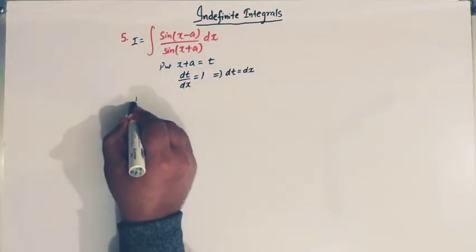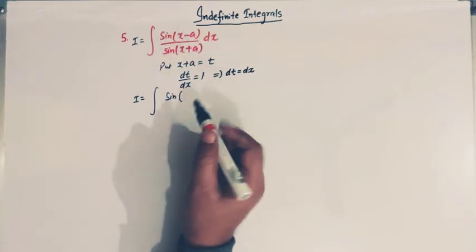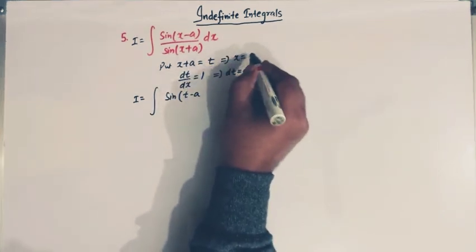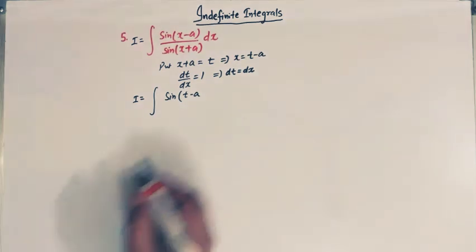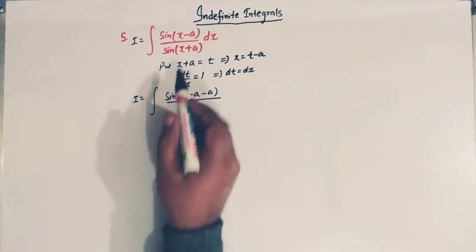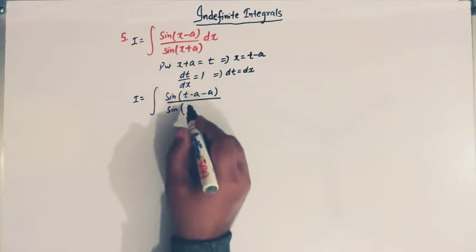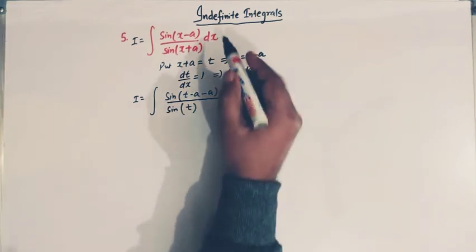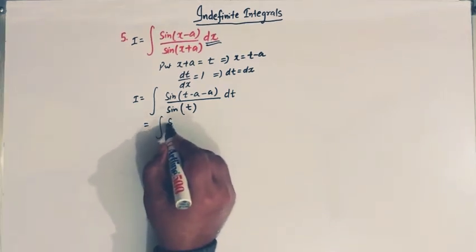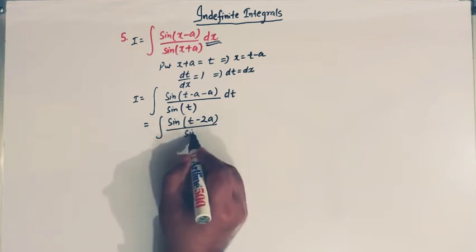Now this integral becomes sine of, for x we can write t minus a. From here we can write x equal to t minus a. So here we have t minus a, then we have minus a, and for the denominator we have sine of x plus a, which is equal to t. And for dx we can write dt. So now we have sine of t minus 2a divided by sine t.